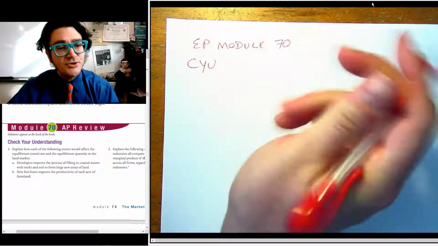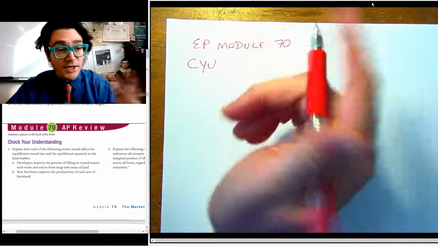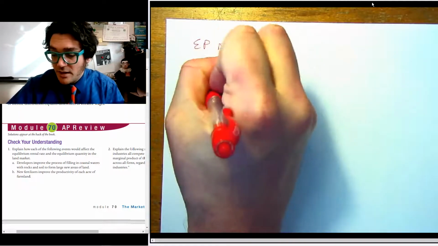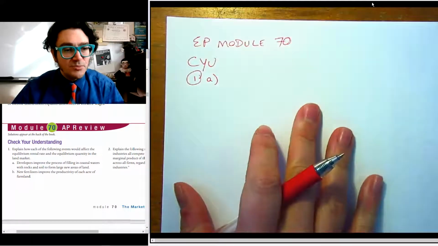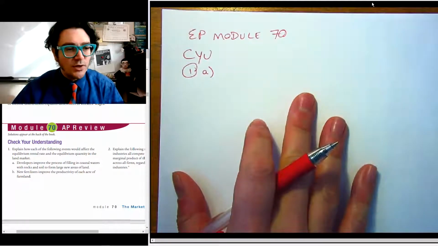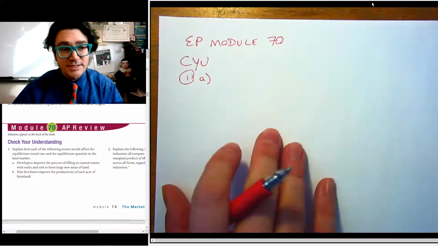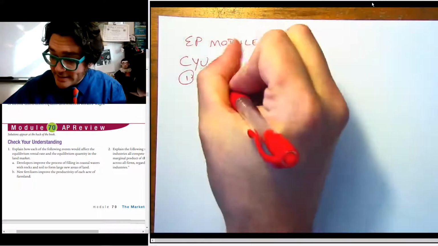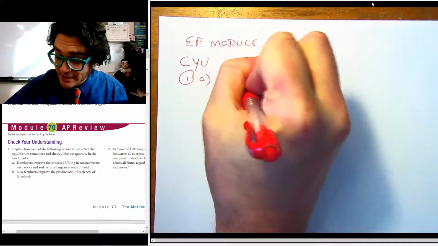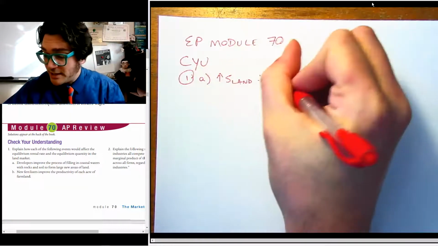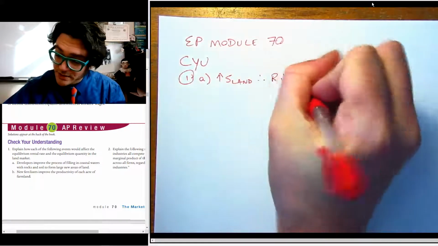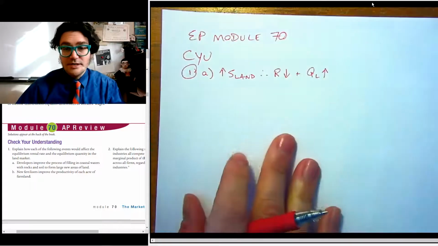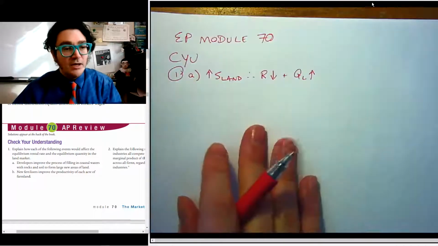Number one says, explain how each of the following would affect the rental rate and the quantity in the land market. This is potentially something that could show up on an exam. 1A, developers improve the process of filling in coastal waters with rocks and soil to form large new areas of land. If there's new land out there, then that's increasing the supply of land. And so we would expect the rental rate to decrease and the quantity of land to increase, right? In terms of the price and the quantity.